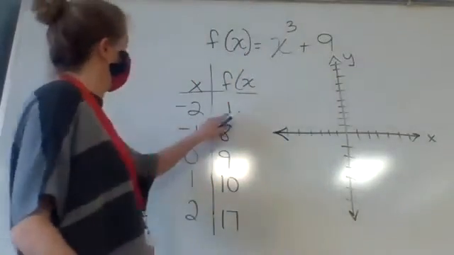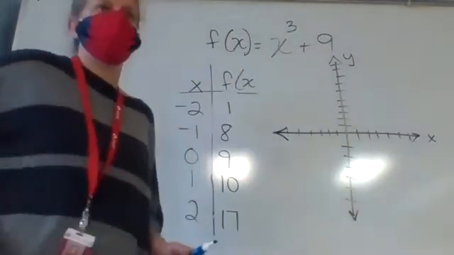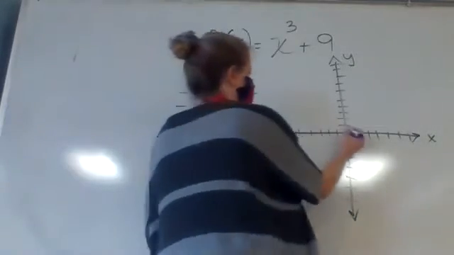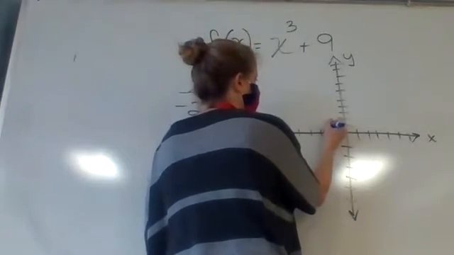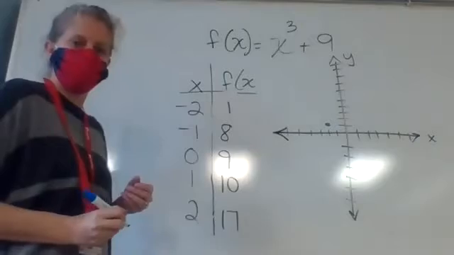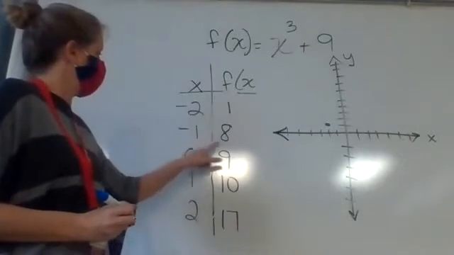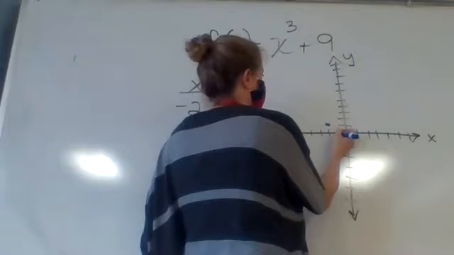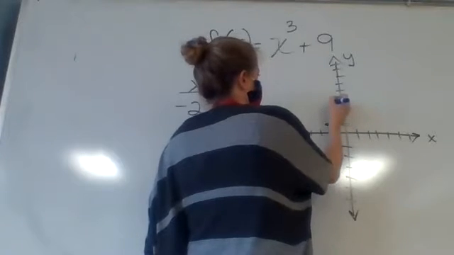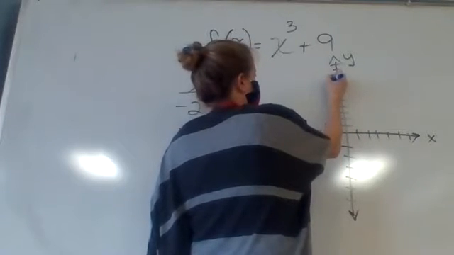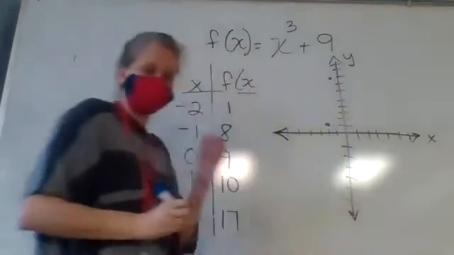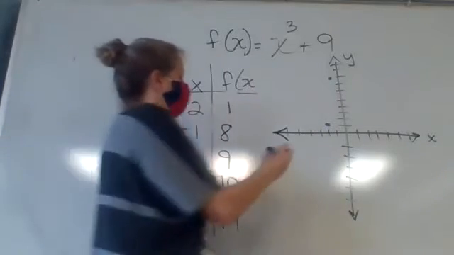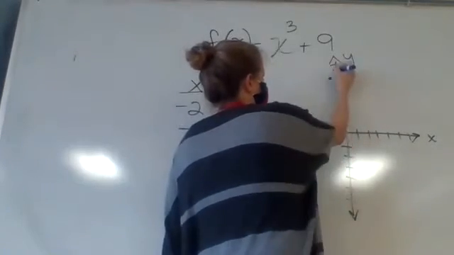So let's see, -2, 1 would be left 2, up 1. Then -1, 8: left 1, up 8. The left 1, up 1, 2, 3, 4, 5, 6, 7, 8. Zero, 9: left or right, 0, up 9.